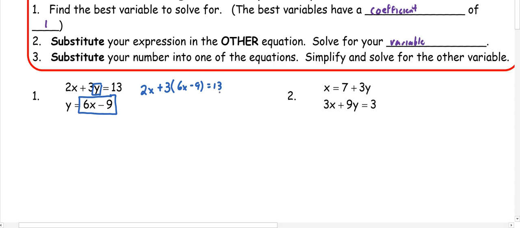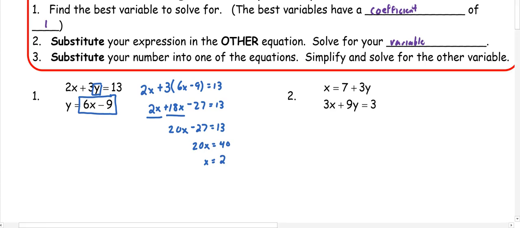In order to solve for x now, because that's in our equation, we're going to first distribute. So we get 2x plus 18x minus 27 equals 13. Combine those x terms together, we get 20x minus 27 equals 13. Add 27 to both sides, so 20x equals 40. And then we're going to divide by 20, and x equals 2.